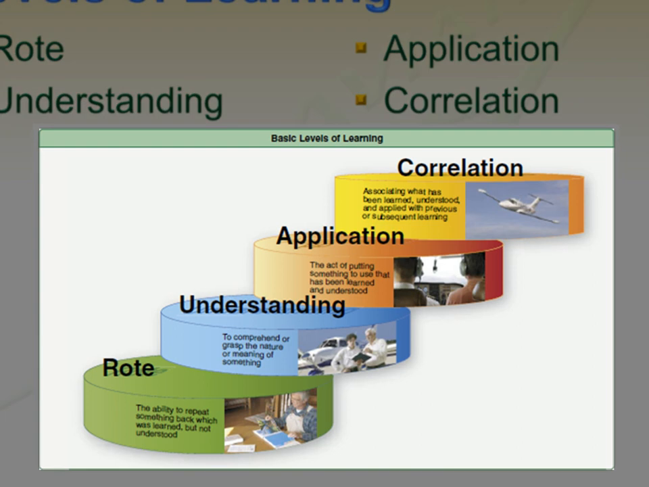Rote. It's basically like monkey see, monkey do. It means the learner can duplicate what you're saying and what you're doing, but may have no idea what he is actually doing. Understanding. The student may not be able to perform the skill yet, but they understand the reasons behind it. Application. The person can actually perform the skill and understand why they're doing it. Correlation. Correlation is taking the knowledge learned and applying it to another area of learning. Correlation is achieved in the airplane.